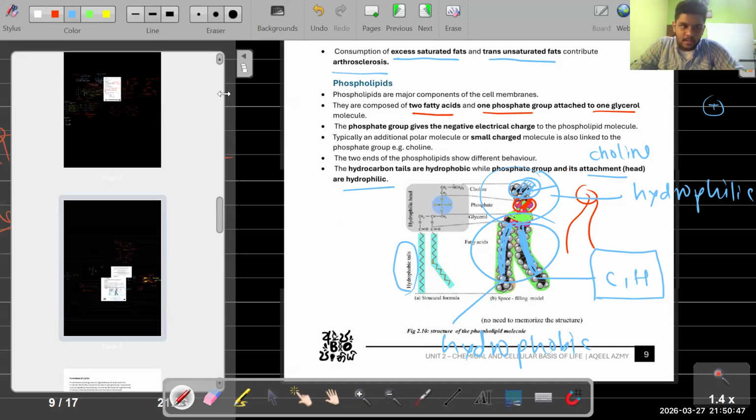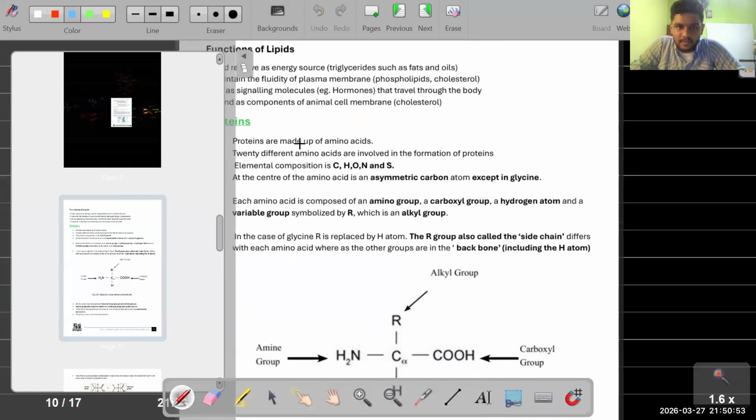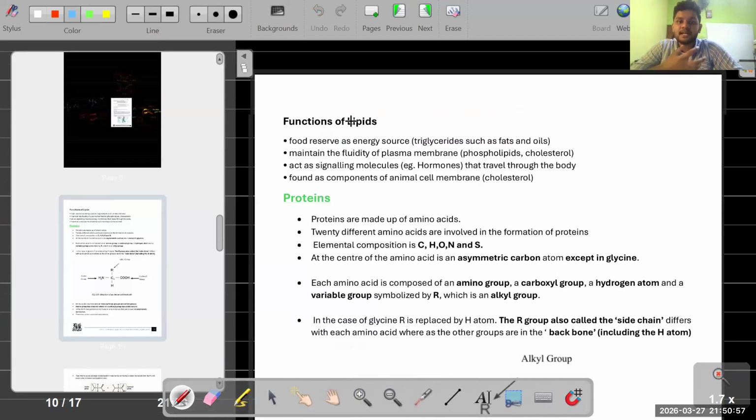Right, very good. Okay, then we are coming to the end, which is functions of lipids. There are only four. First one, food reserves and energy source. We know that lipids function as energy source. Example, triglycerides such as fats and oils. Normally, right under the skin, there are tissues called adipose tissues. Those tissues store fat as energy. Can you understand?